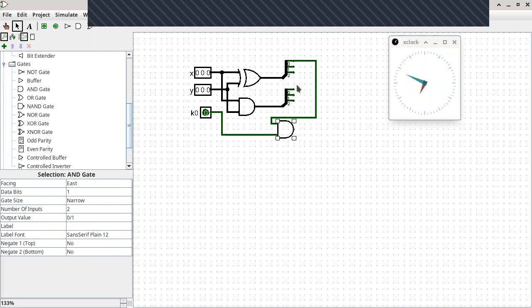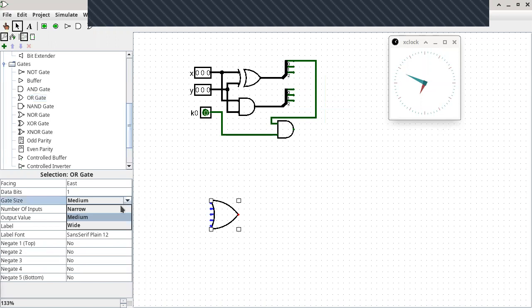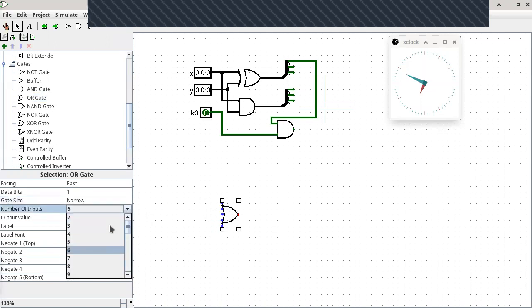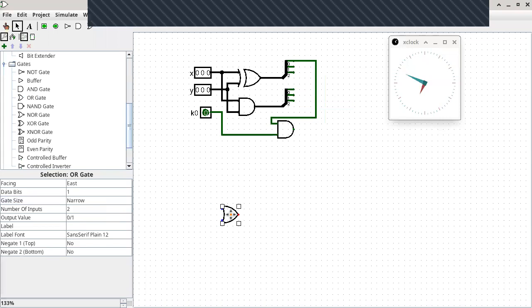The other part of K1 is coming out of here, which is X0 and Y0. And then these two need to be ORed. So take out an OR gate and do exactly the same thing. Make it a smaller one, only with 2 inputs. So now I need to OR this thing here with this thing over here. And then whatever is coming out of here is now K1. So I need to do the same thing with K2 and then K3.